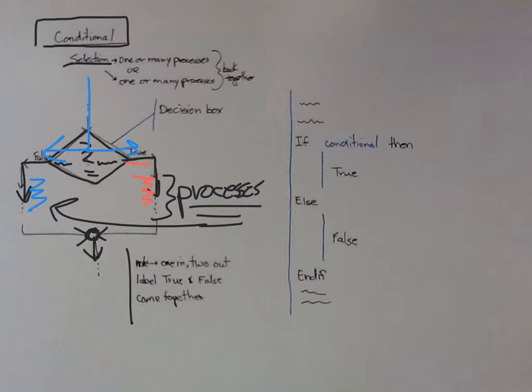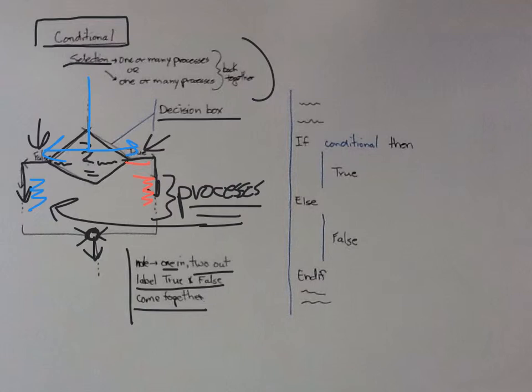1 in, 2 out. Always label true and false. You have to have those labels there. And it always comes back together. That box is known as a decision box, the diamond. Okay? Got the little explanation there.